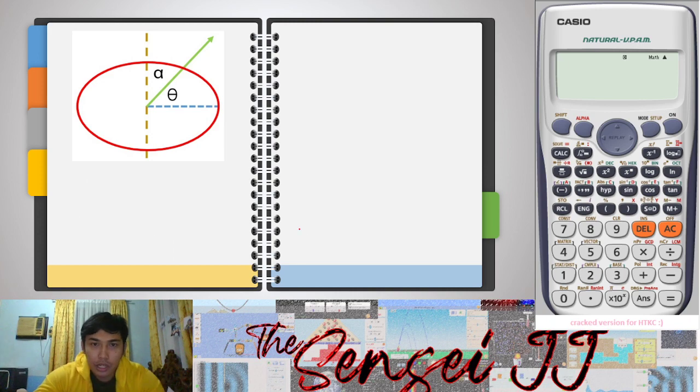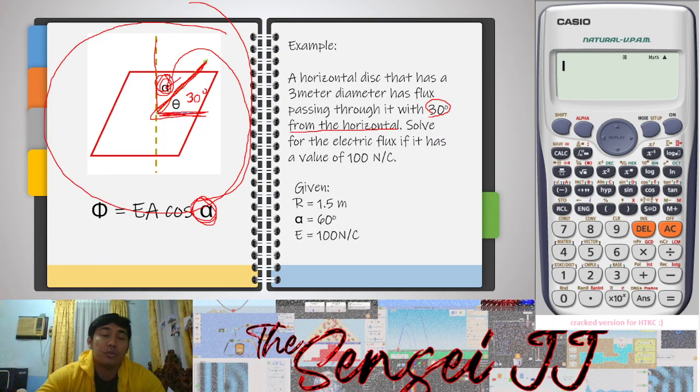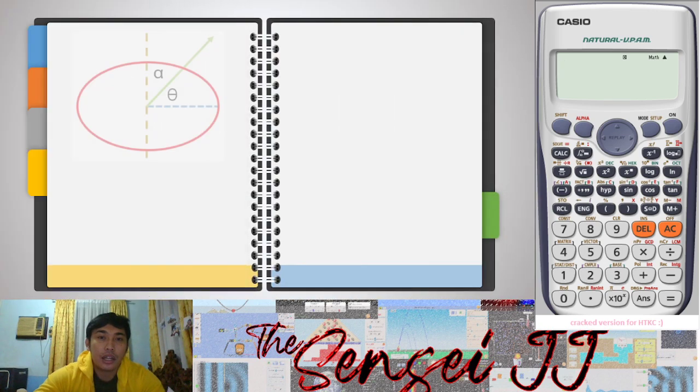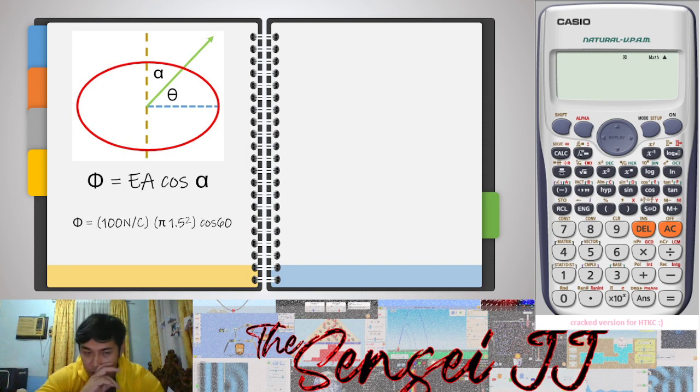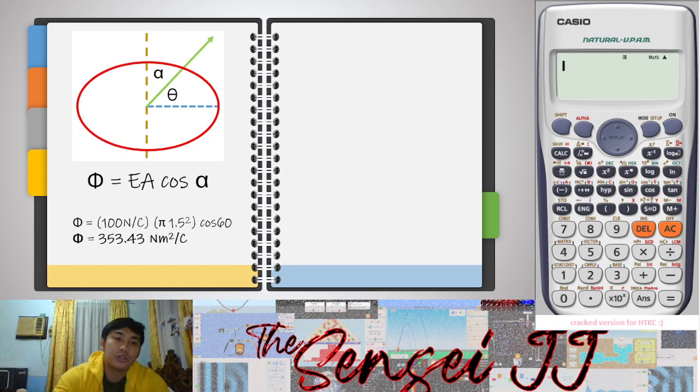Radius pala yun. Radius na. Diameter of 3 meters. So, since this diameter is 3 meters, we will be using the radius, pi r squared. So, we have your 100 Newton per Coulomb multiplied to our pi r squared, which is the area of our circle, and cosine 60. So we have here the value of 353.43 Newton square meter per coulomb.